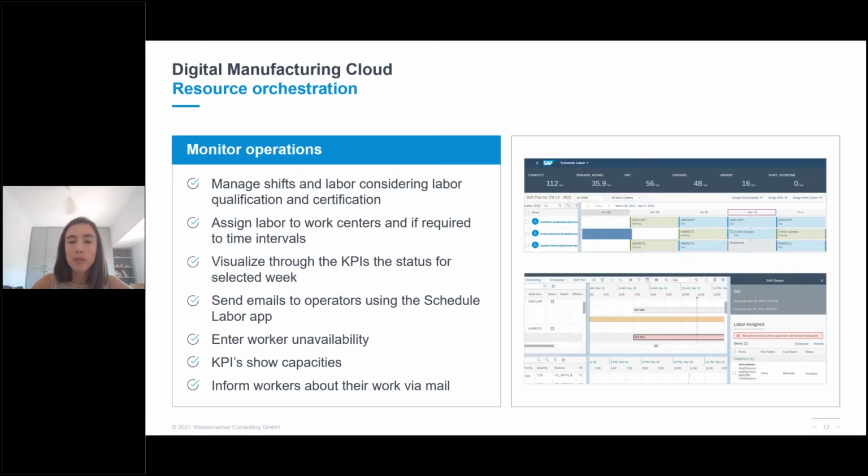Another key functionality provided by the resource orchestration applications is being able to schedule the labor. You'll be able to assign shifts and resources to the operators, considering labor qualification and certification. So you can actually keep track of the shift plan for a worker and reassign the resources based on their availability. Also, you can visualize through the KPIs the status of the selected week by comparing available capacity versus planned capacity. And you'll be able, this is a good functionality, to send emails to the workers with the details about his complete shift schedule for the calendar week.